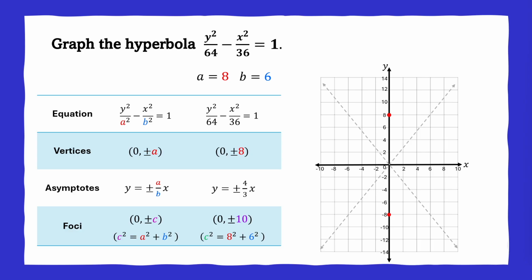Now draw the two branches of the hyperbola. Since it opens vertically, the curves will approach the asymptotes as they move upward and downward from the vertices. Finally, mark the foci at 0, 10, and 0, negative 10, just outside the vertices along the vertical axis. Now that's how you graph the hyperbola y squared over 64 minus x squared over 36 equals 1.